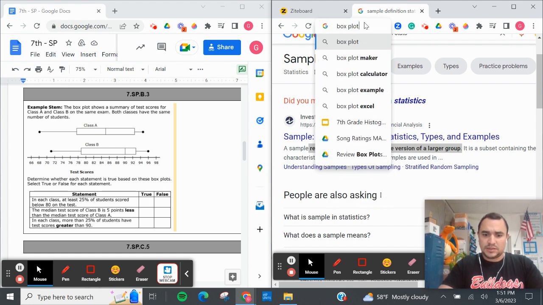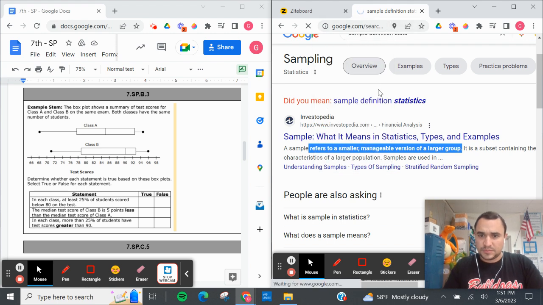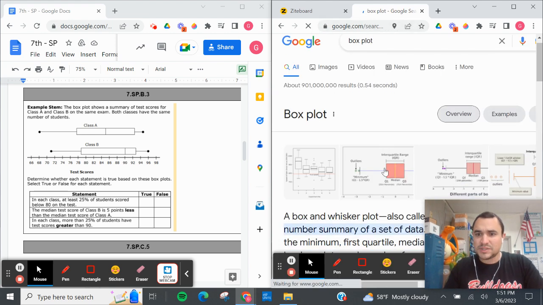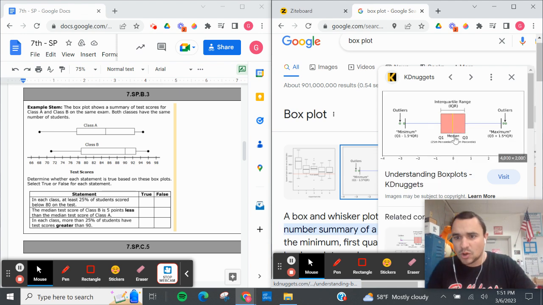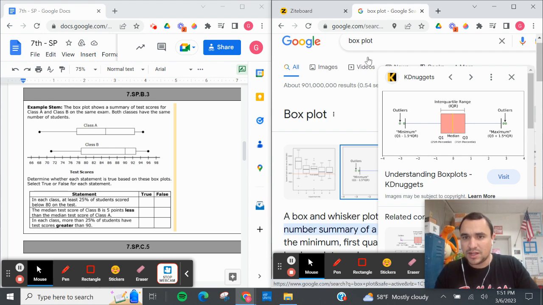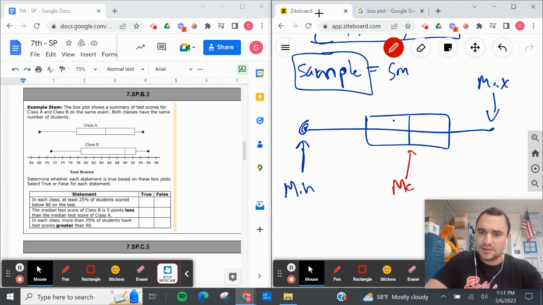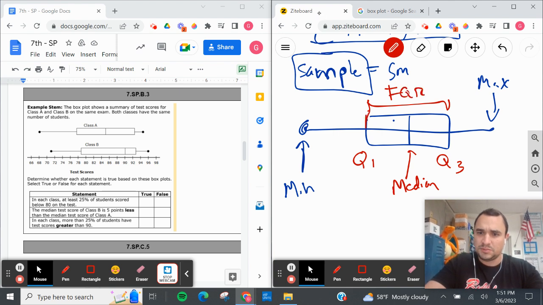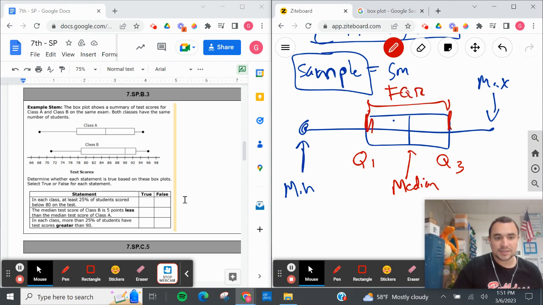There we go. Oh, it's the median. So take a look at this. Our middle is our median. Our bottom is our minimum. Our top is our maximum. And then we have the interquartile range. So median, interquartile 1, interquartile 3, and this is the IQR, interquartile range. IQR is everything in between here. That's the basics.